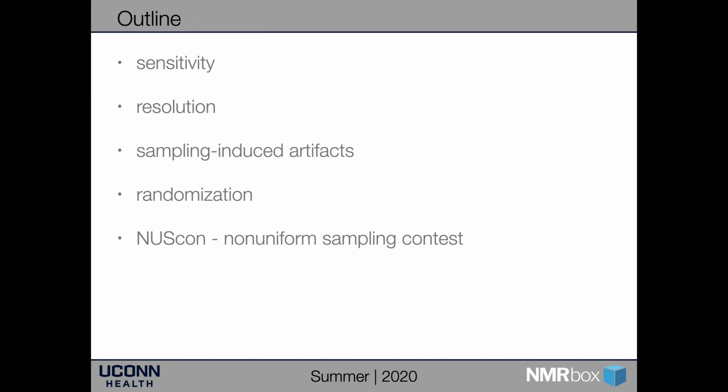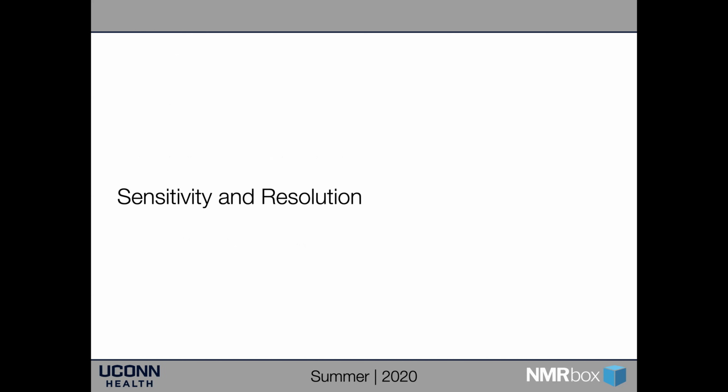So that's the introduction to non-uniform sampling. And now we're going to step through a couple of different topics here and see how these properties of non-uniformly sampled data relate. So we'll go through sensitivity, resolution, sampling-induced artifacts, randomization, and then at the end, a quick plug for NUScon. So let's start off with sensitivity and resolution.